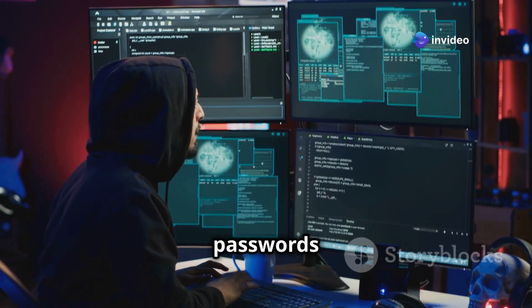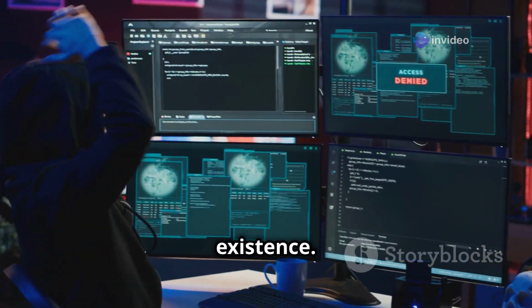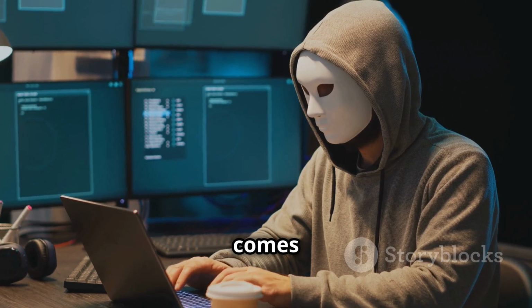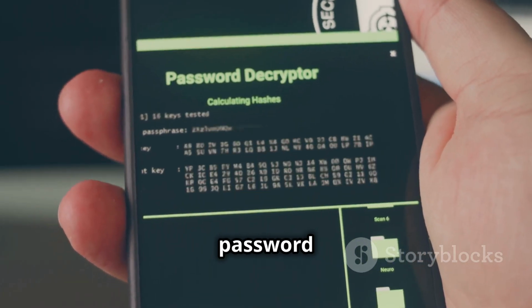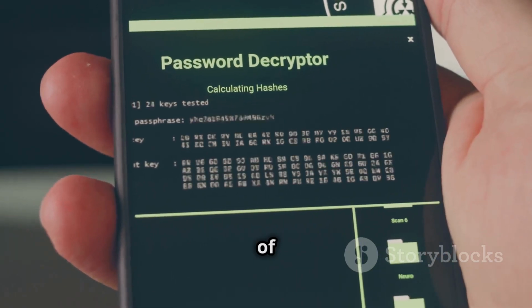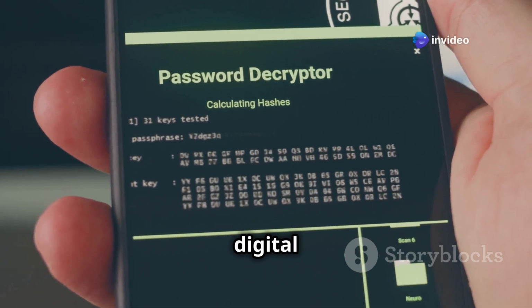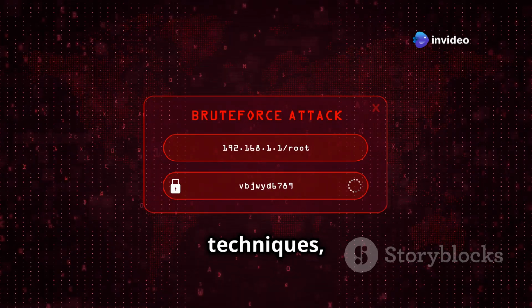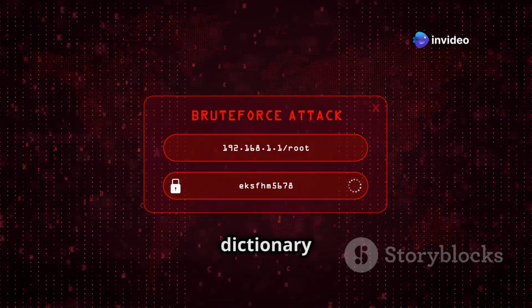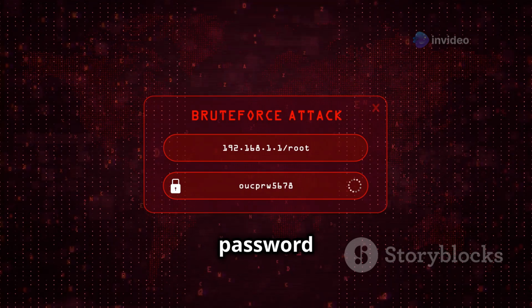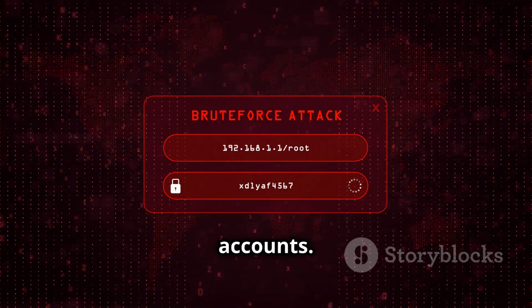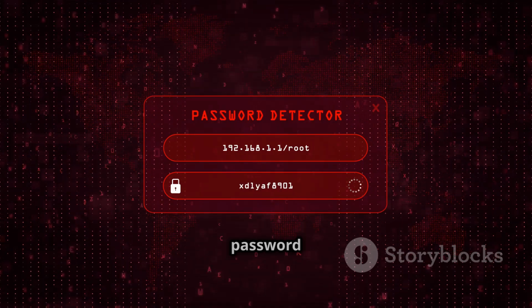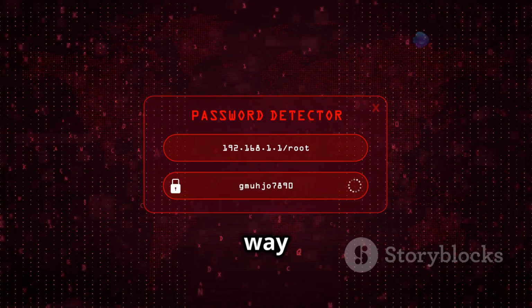Let's face it, passwords are the bane of our digital existence, and that's where John the Ripper comes in. This tool is a password cracker extraordinaire, capable of tearing through password lists like a digital shredder. It uses a variety of techniques, from brute force attacks to dictionary attacks, to guess your password and gain access to your accounts.